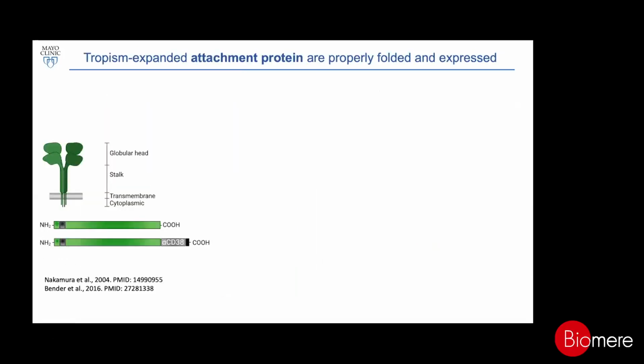How did we do that? Here we have a schematic representation of the hemagglutinin protein, which is a single-pass type 2 transmembrane protein that forms tetramers. Its subunit consists of a globular head, a stalk domain, and a cytoplasmic tail preceded by a transmembrane region. To first see if we could expand the tropism of the protein, we displayed on the C-terminus domain of the protein a single chain antibody fragment, and we chose initially CD38 fused to a His-tag as a target, as we have previously reported for the measles virus.